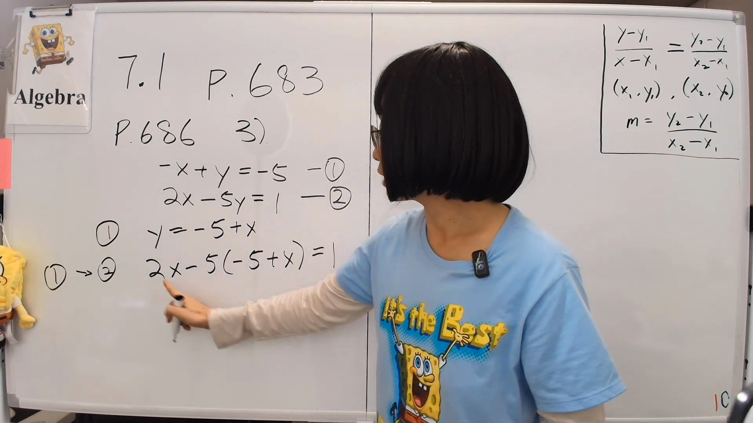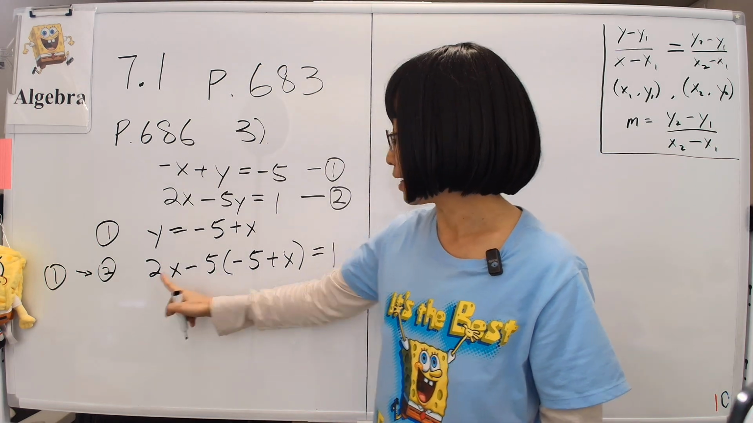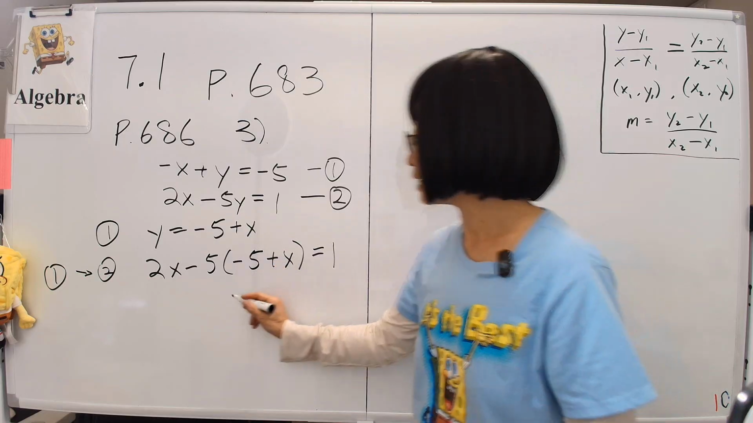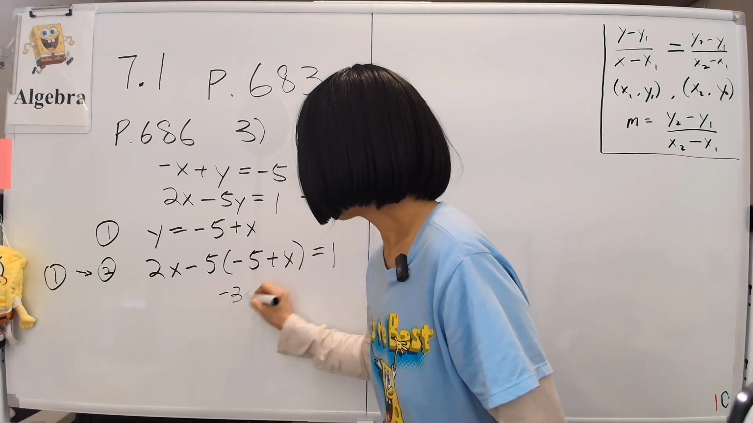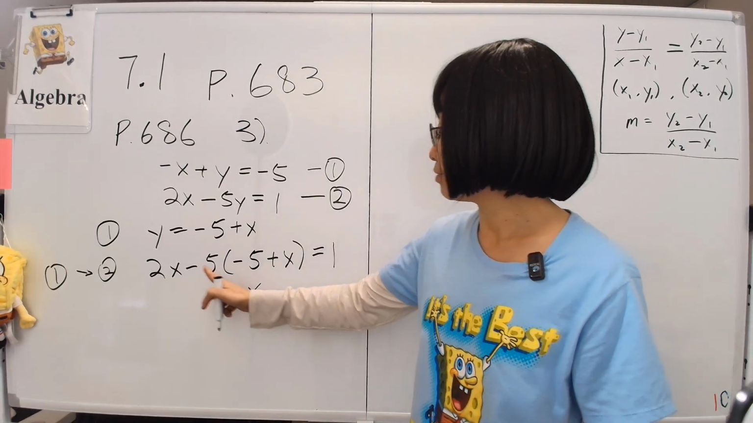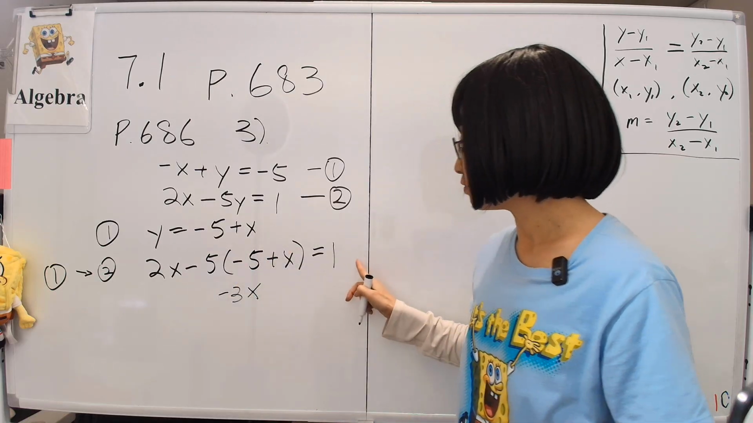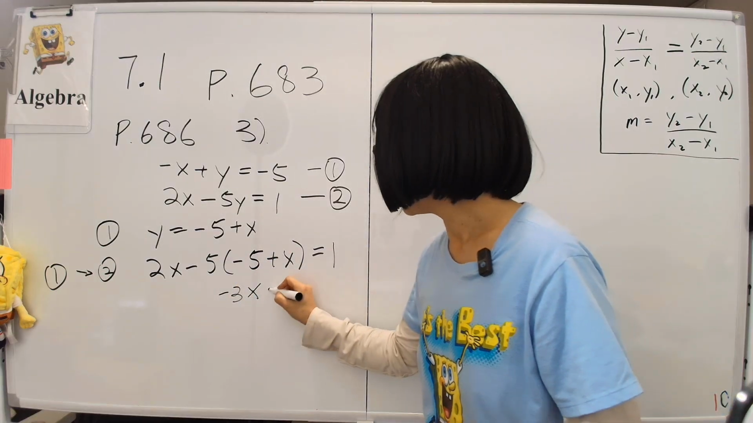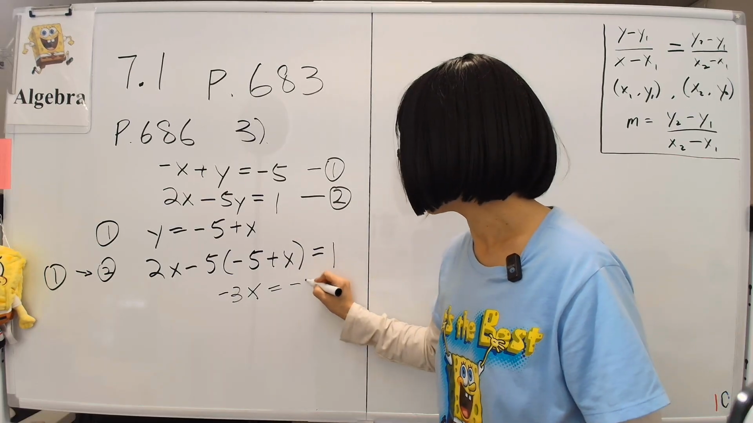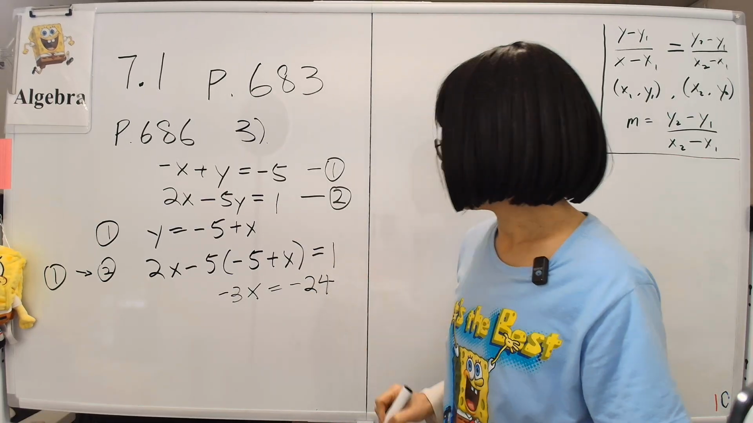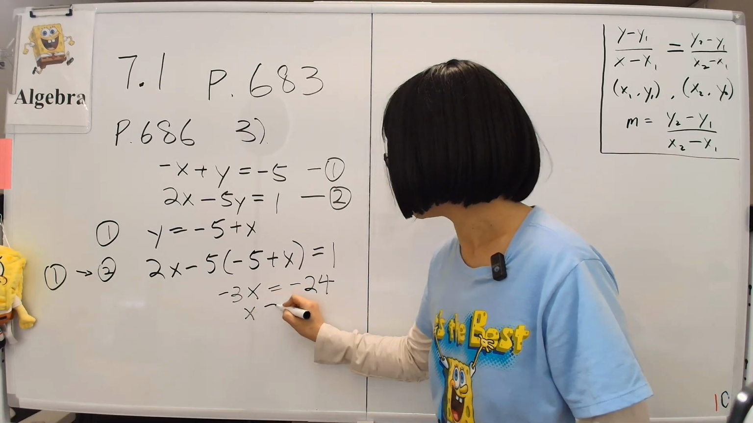And so we are going to do this. Now, this is 2x, right? Minus 5x, that's negative 3x. Then we have 5 times 5, that's positive 25. Put it over here, becomes negative 25. And plus 1 becomes minus 24. So then x should be equal to 8.